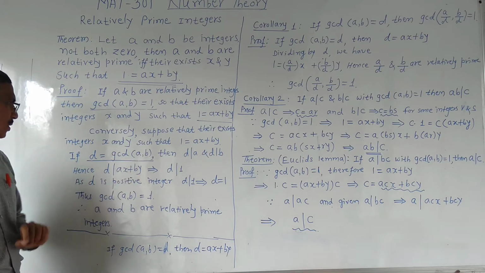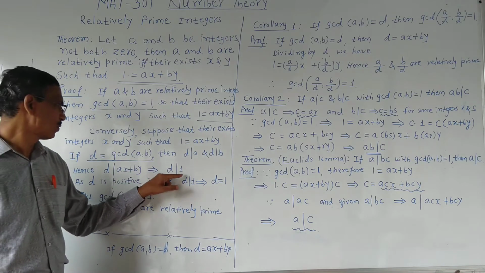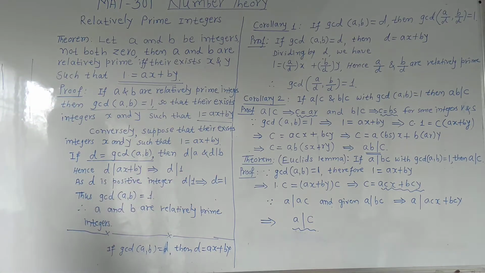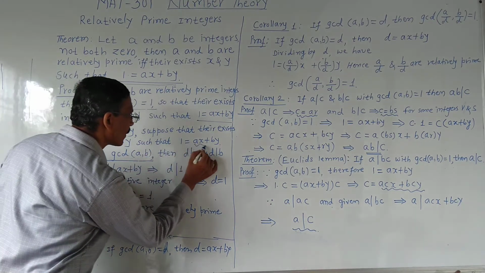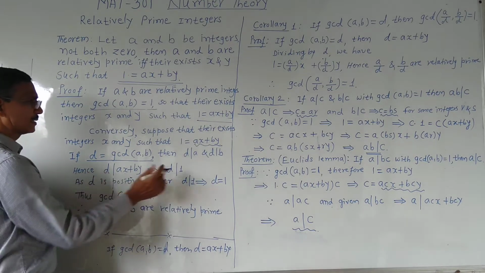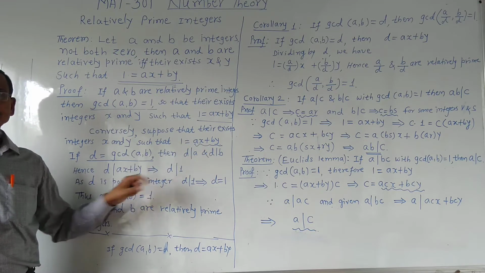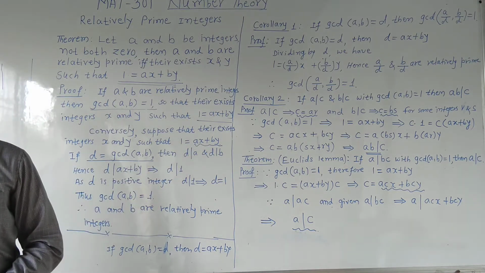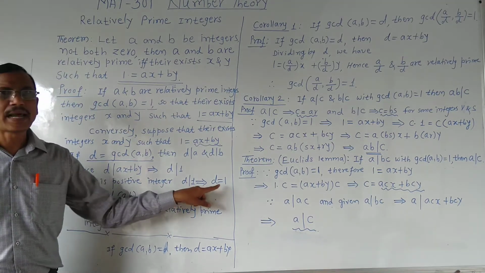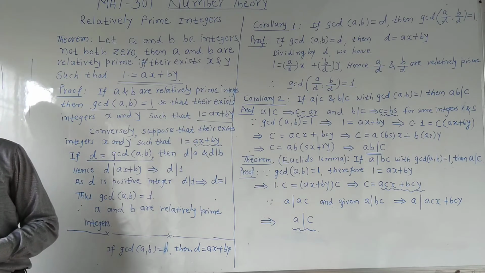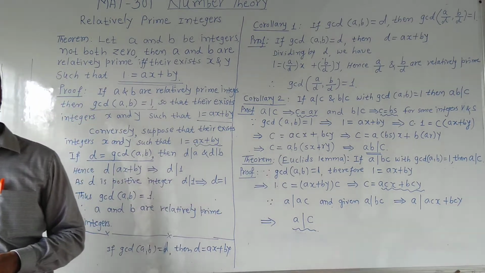But d is the greatest common divisor of a and b. Now d divides ax plus by. This implies d is equal to 1, because the value of ax plus by is 1. d divides ax plus by, that means d divides 1. But d is a greatest common divisor and d is taken as positive, and therefore d divides 1. d is a positive divisor of 1.